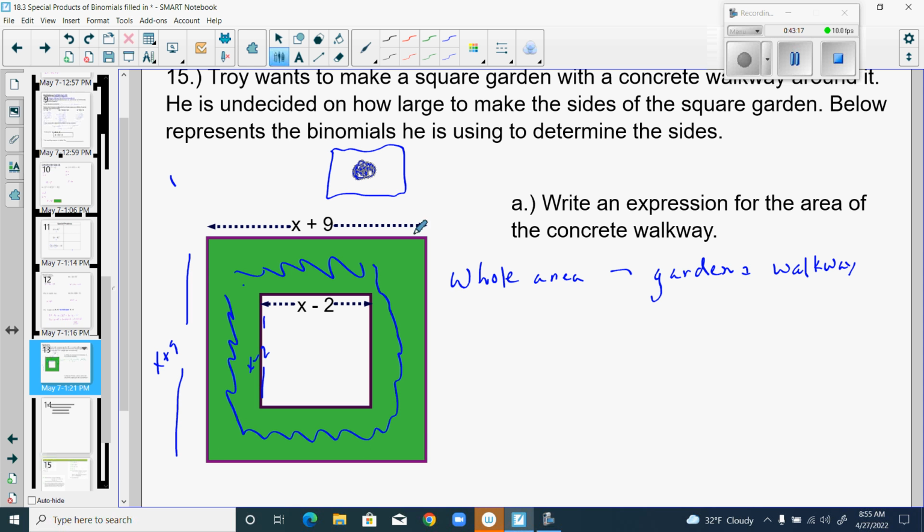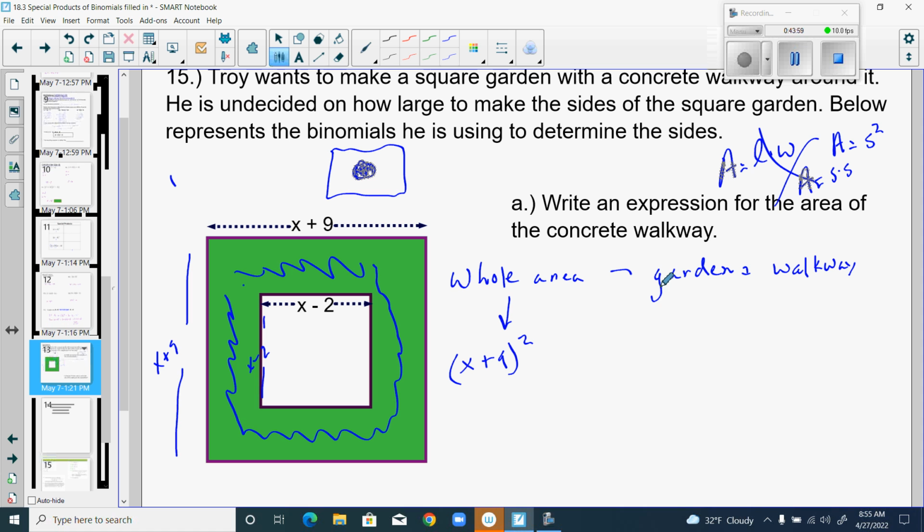And so the area is really a side squared, okay? So if I want to know the area of the whole thing, then I'm going to say that I have x plus 9, and I'm going to square that, okay? And if I want to know the garden, well, I have to do the same thing. I have to take the x minus 2, because it's a square, right? It's x minus 2 times x minus 2, or x minus 2 squared.